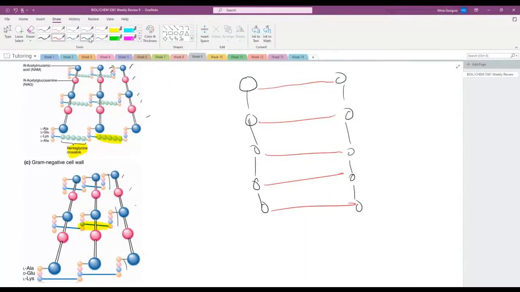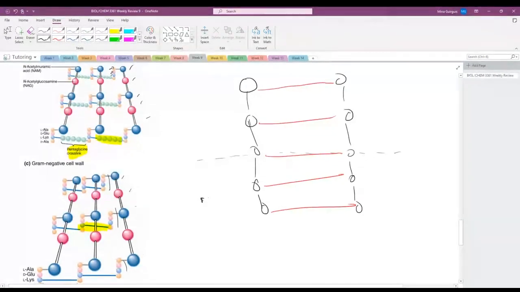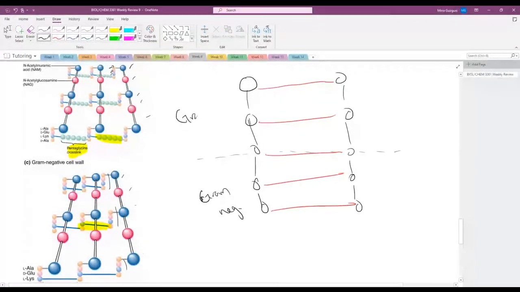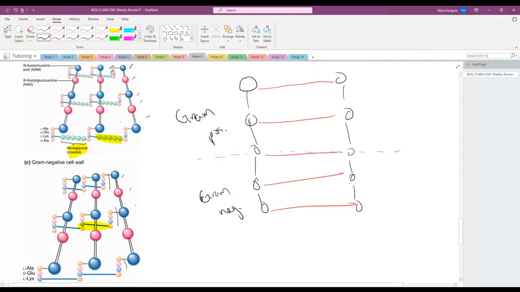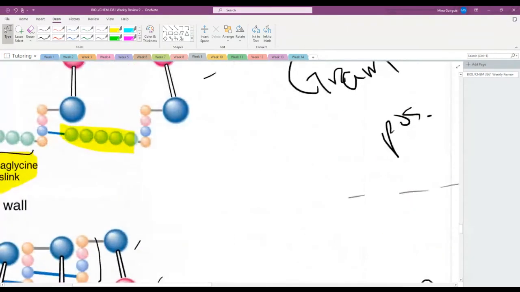So in gram-negative, I'm going to draw this gray line right here. Gram-negative is going to be below the gray line. Gram-positive is going to be above. Okay, so I don't know what just happened. Okay, there we go. So you have alanine, glutamate, lysine, alanine, and so on. However, the difference is, as you can see, actually, I don't know if you can see, let me zoom in more.